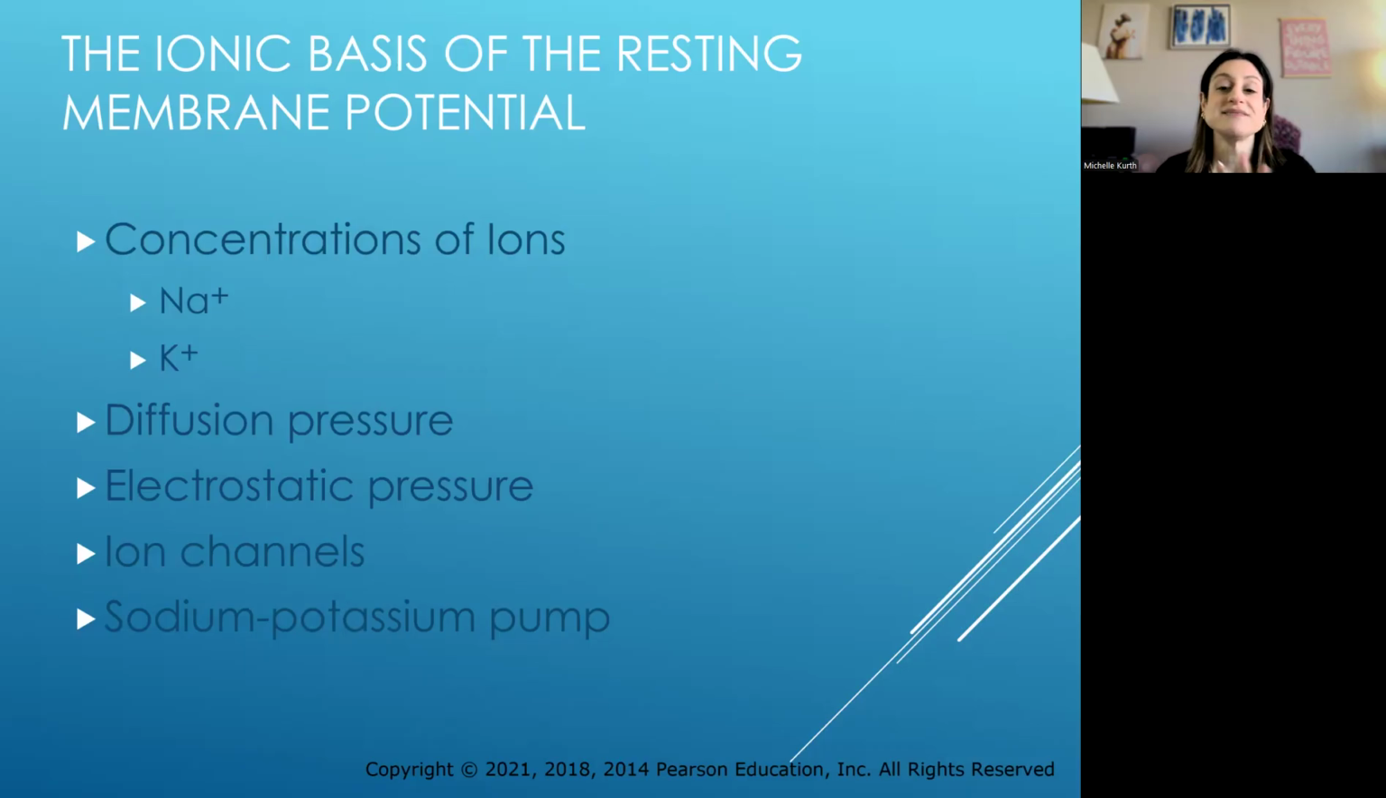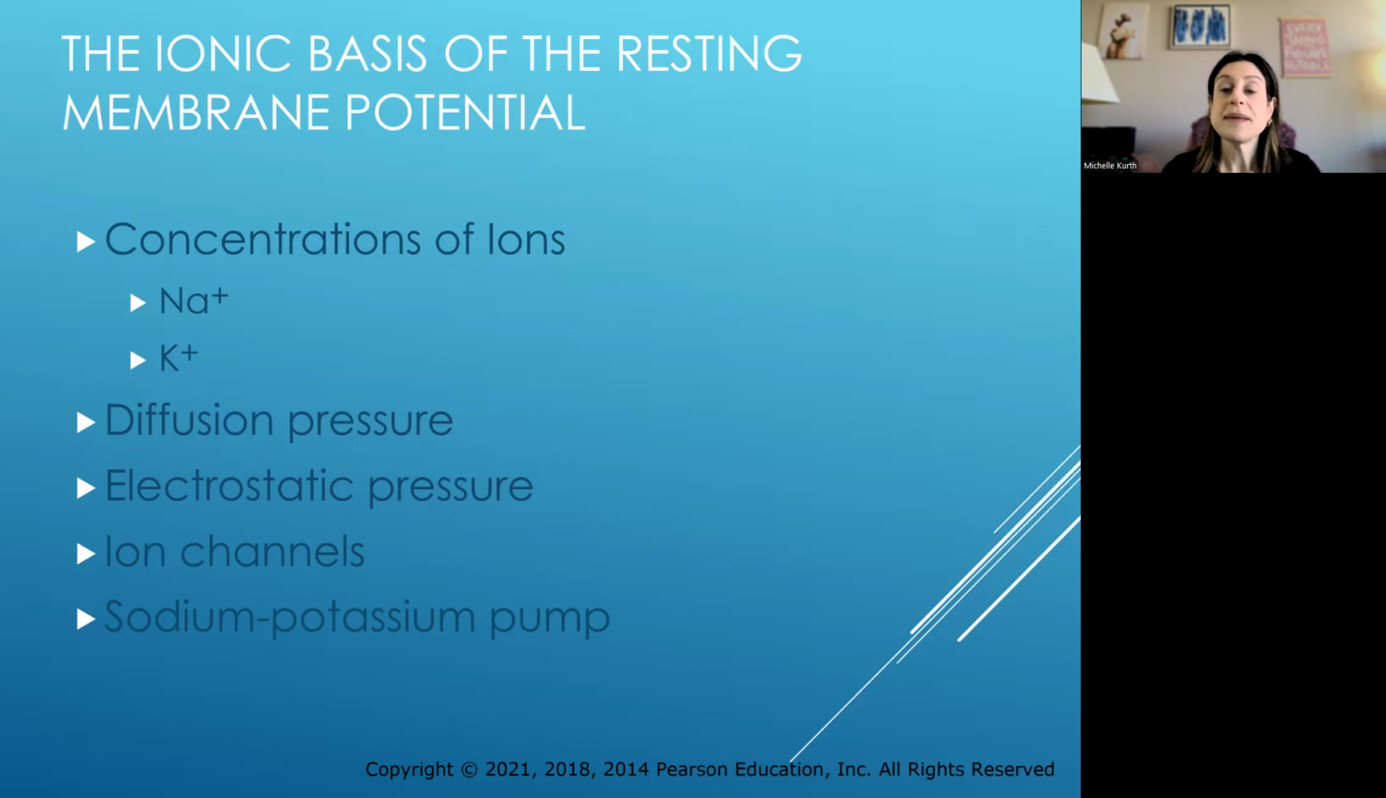So we just said resting membrane potential is like the cell's battery, but what actually creates and maintains that charge? So to answer that, we need to look at what's called the ionic basis. And basically that is how ions like sodium and potassium, so sodium Na+ and potassium K+, move in and out of the cell.